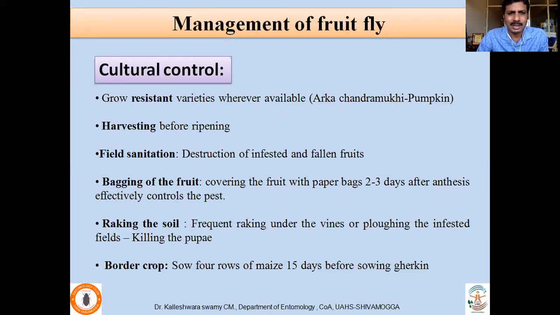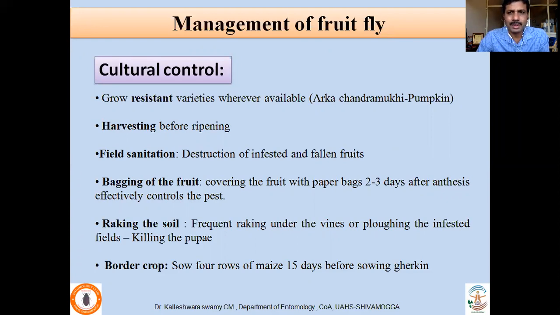One of the important cultural practices widely followed is frequent raking under the vines, okay, in the infested fields. As pupation occurs in the soil, the raking brings the pupae to the top layer and they may be exposed to sunshine or predators.